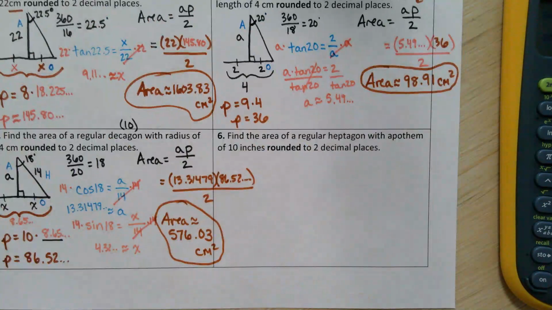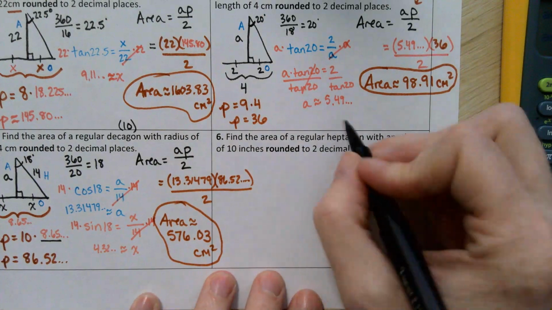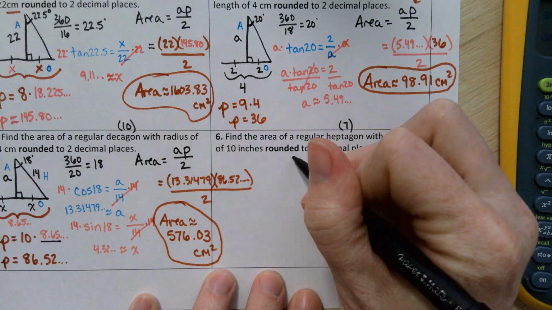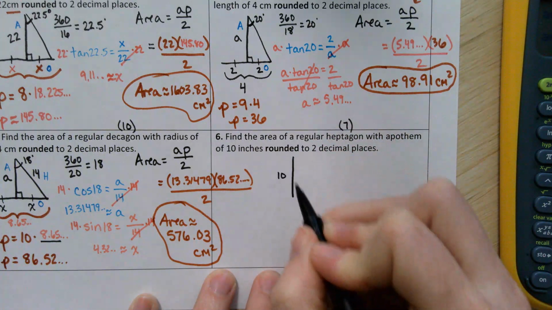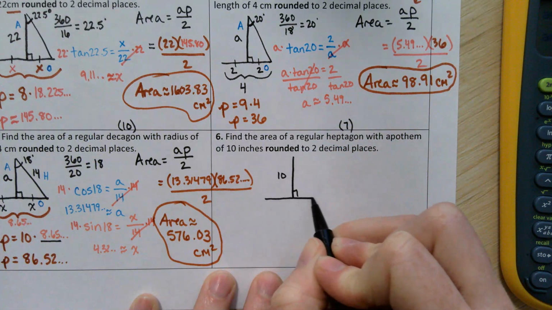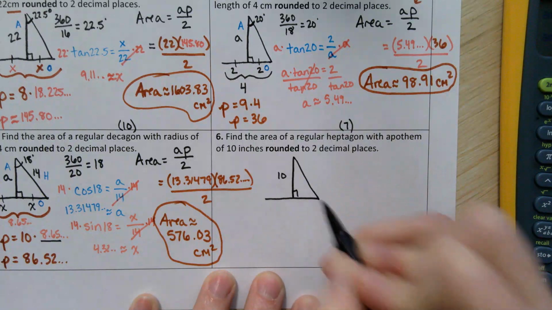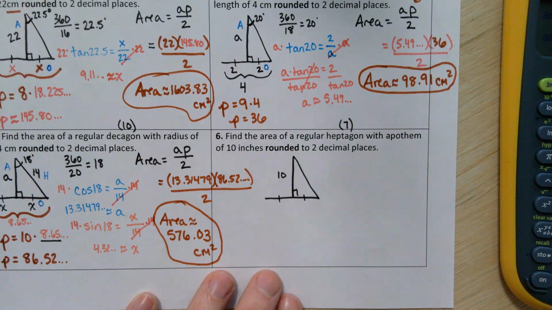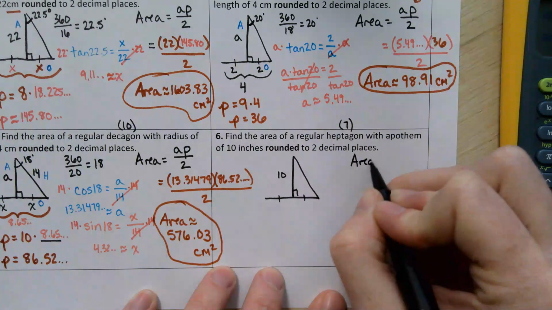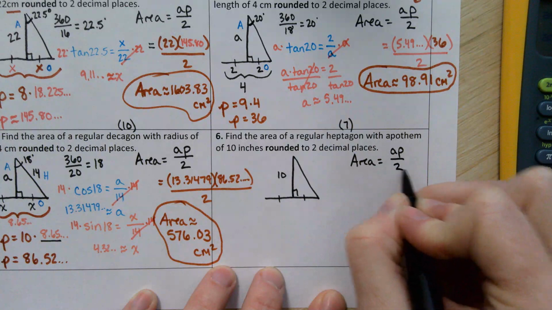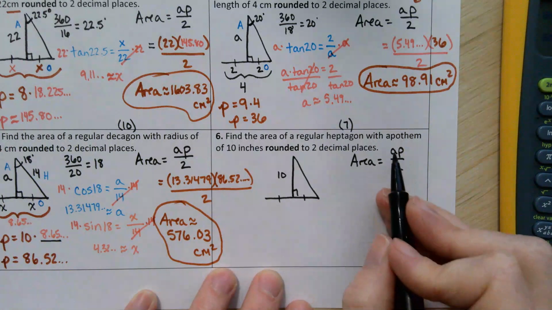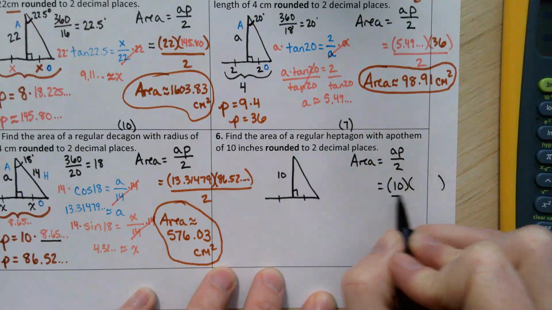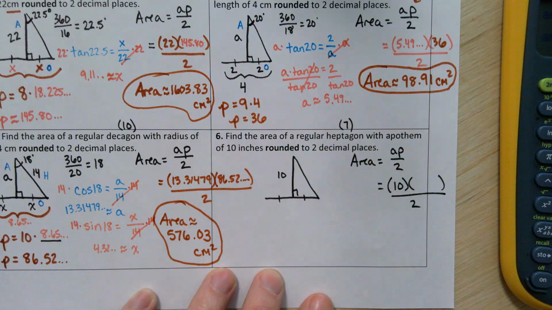All right, last but not least, we're dealing with a regular heptagon, so 7 sides. They do give us the apothem this time, so 10 inches is going to go on that perpendicular right angle side of this shape. Remember, this is the midpoint, so those two are equal. We are finding area still, so area will be AP over 2. I do have the apothem already, so I could plug that 10 in. I just need to work on tracking down that perimeter.